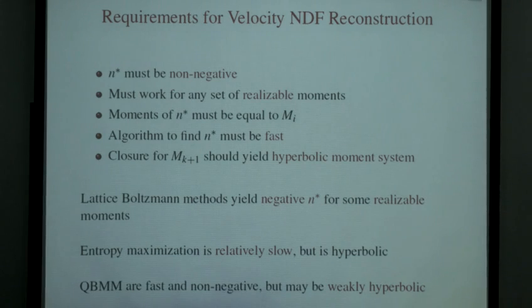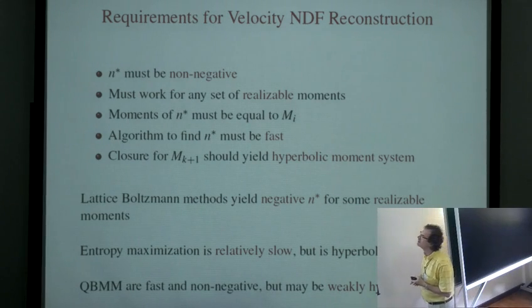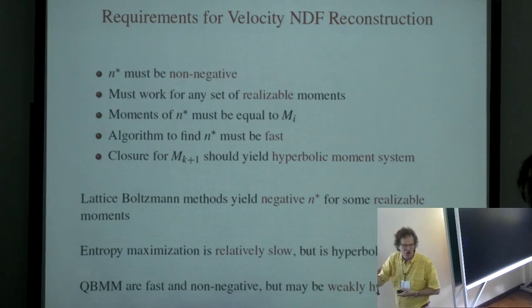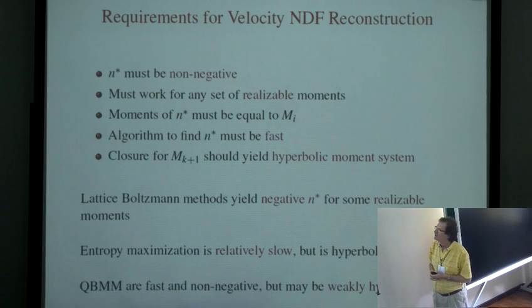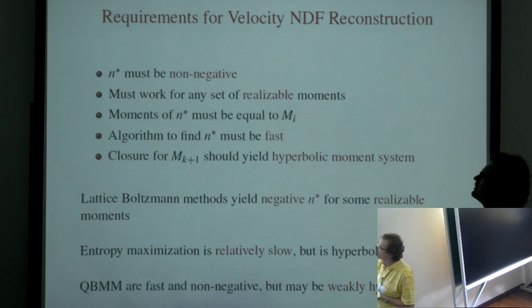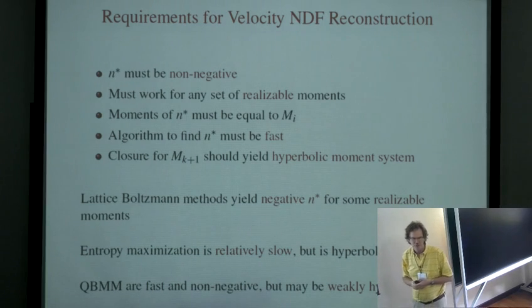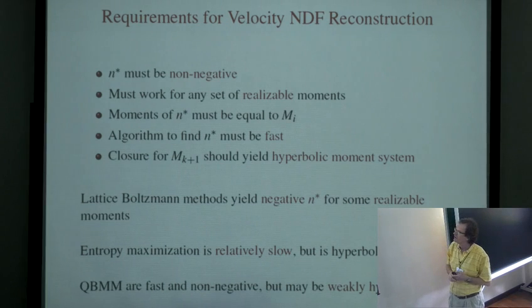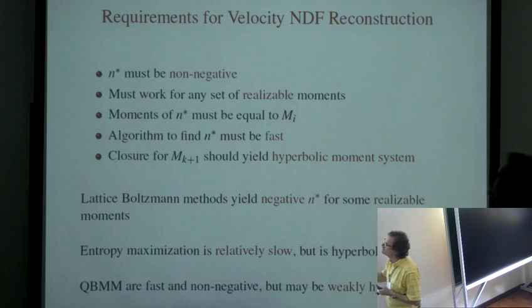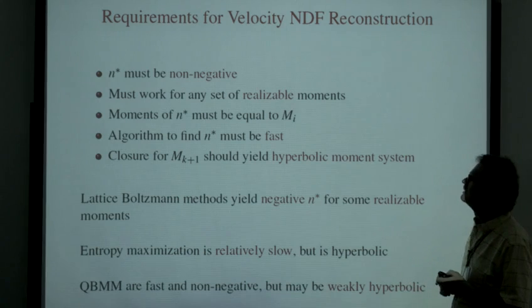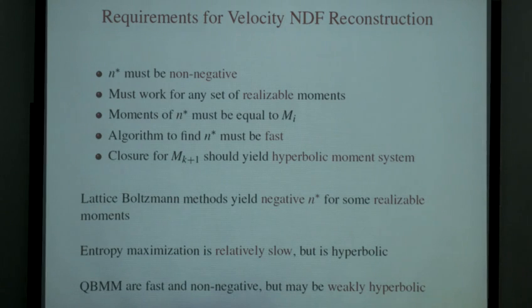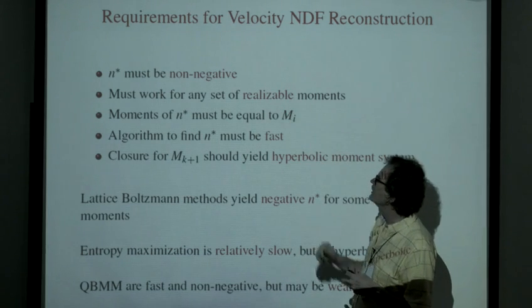If you're doing quadrature-based moment methods for velocity, what are the requirements if you want to go beyond a Maxwellian and do something more complicated? In general, you want your density function to be non-negative, because that's the mathematical property. It's a density function, it can't be negative. We also want it to work for all realizable moments. That means even extreme cases where you have two crossing velocities, two delta functions, you've got to be able to reconstruct two delta functions. You can't replace it with a Gaussian distribution, for example. So it's got to work for all possible sets.